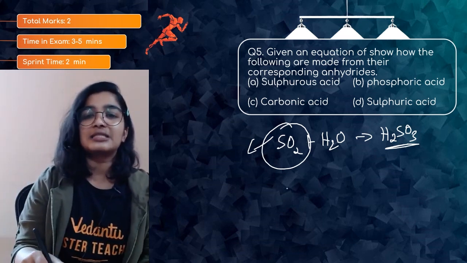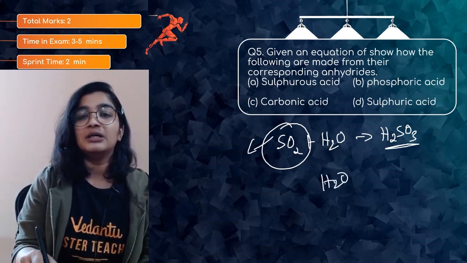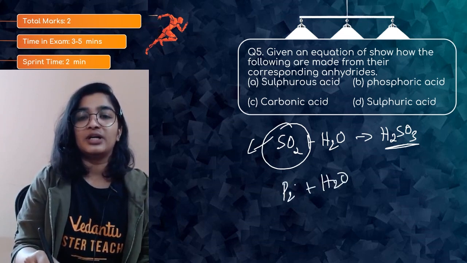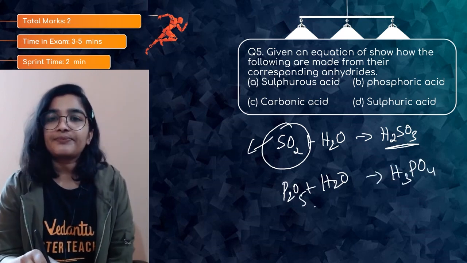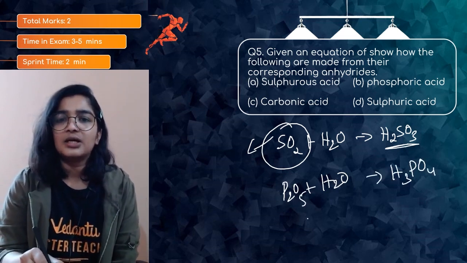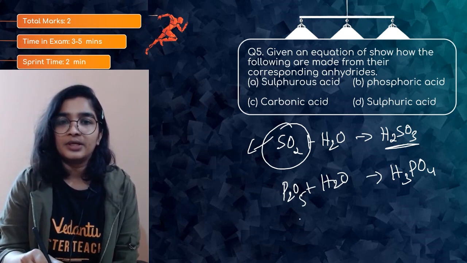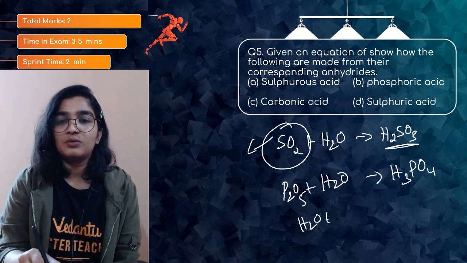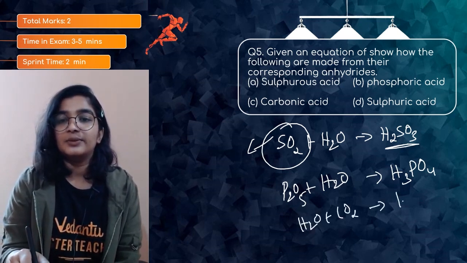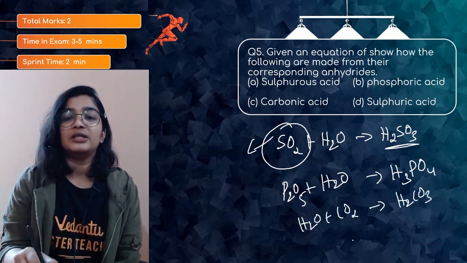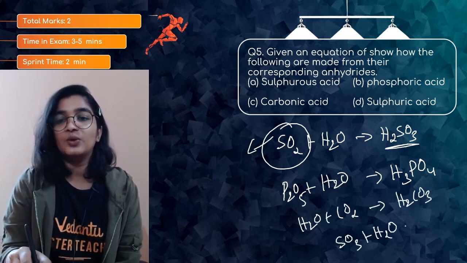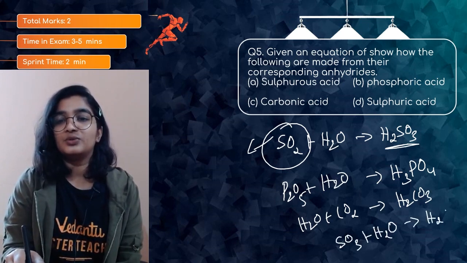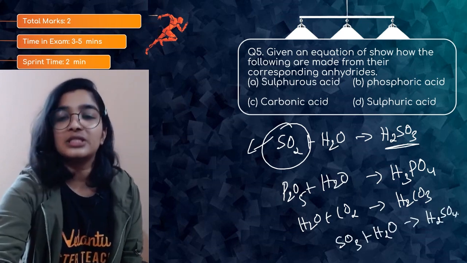So phosphoric acid is water plus P2O5, H3PO4. Next is carbonic acid, H2O plus CO2. You will get H2CO3. Sulfuric acid, SO3 plus H2O. You will get H2SO4. So these are the equations.